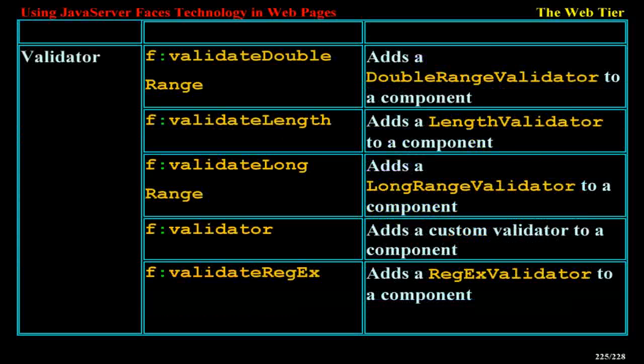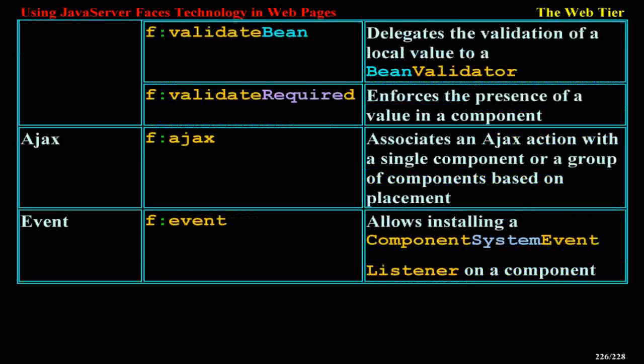Validator: f:validateDoubleRange adds a double range validator to a component. f:validateLength adds a length validator to a component. f:validateLongRange adds a long range validator to a component. f:validator adds a custom validator to a component. f:validateRegex adds a regex validator to a component. f:validateBean delegates the validation of a local value to a bean validator. f:validateRequired enforces the presence of a value in a component.